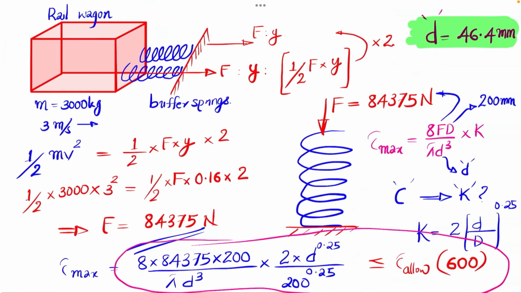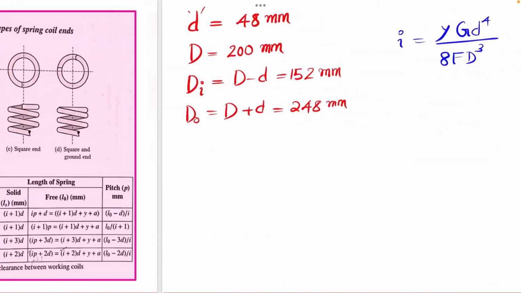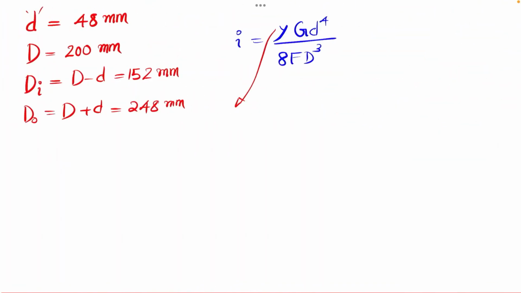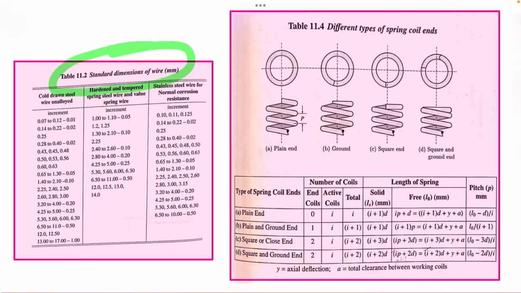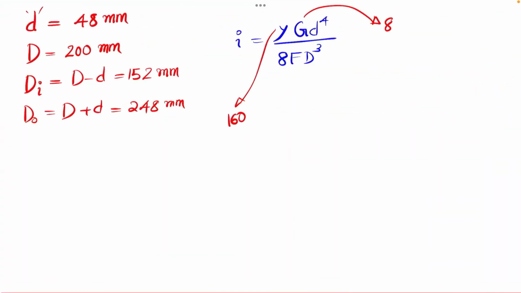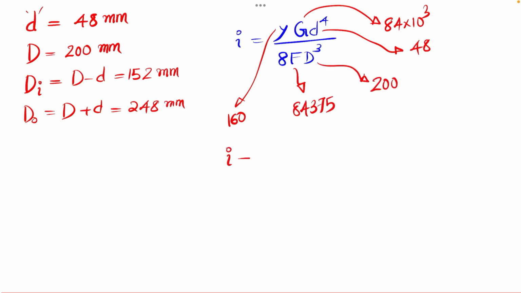So here we have all the values. The y, the deflection produced in the spring, is equal to 160 mm. So the value I can substitute here. So this is 160 mm, and the rigidity modulus is also given, which I think is 84 GPa. In Newton per mm square I can substitute, which is 84 into 10 raised to 3. Diameter is also known, which is 48 mm. The force value we have evaluated, which is 84,375, and the capital D value is also known, which is 200 mm.